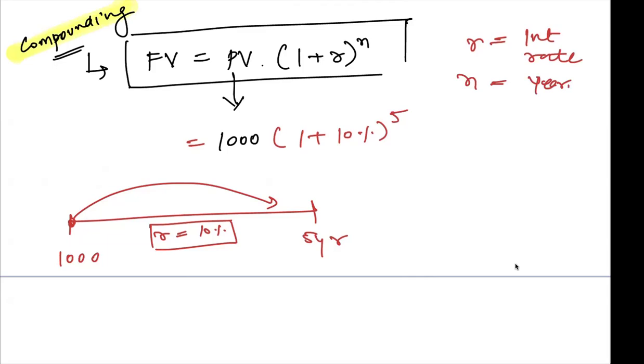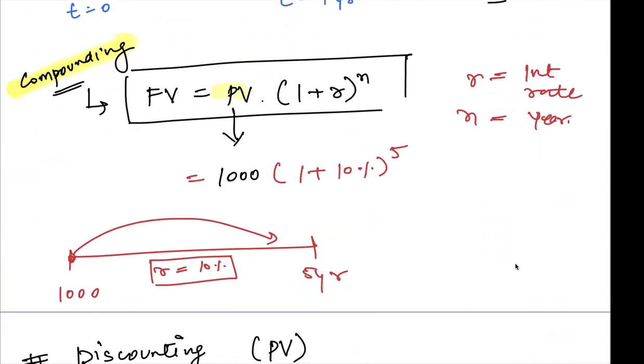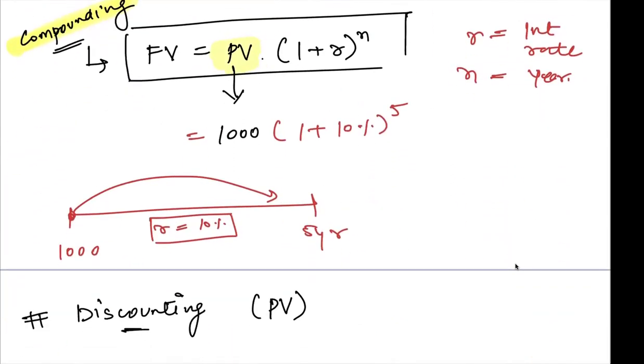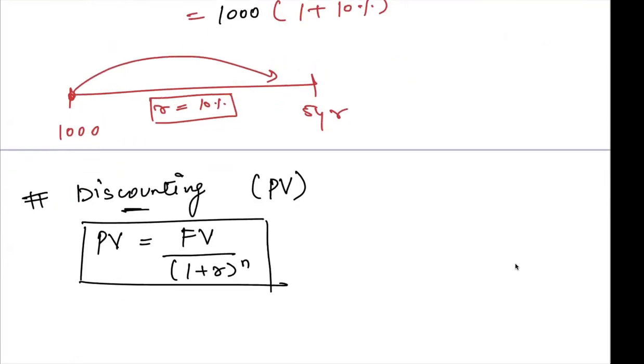Now if I ask you, what is the formula for discounting? In discounting, what were we doing? We were finding the present value. From this equation, can we find the present value? FV divided by 1 plus r to the power n. Yes. This is what discounting means.